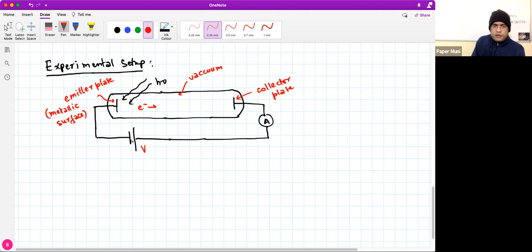What we have done here is connected the potential such that this plate is at a negative potential, and this is at the higher, positive potential. So when light falls on this plate, electrons are emitted, and electrons are getting repelled by this plate, and this is attracting the electrons. So electrons are able to move from this plate to this plate. Once an electron touches the collector plate, it enters the circuit. Now this is the photocurrent which is going this side. This is the photocurrent.